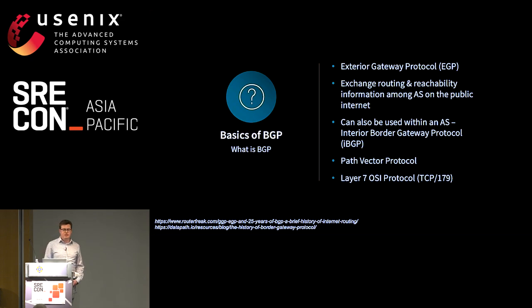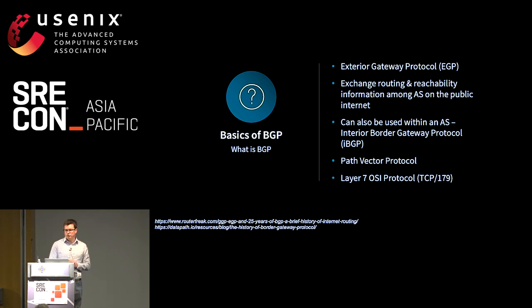So BGP is an exterior gateway protocol. So that means it is designed to connect between different organizations. I'm sure most of you in your home networks use RIP, which is the routing internet protocol. That's very old. It's not designed for scaling to the internet. BGP is. It's a non-converging protocol. But it does enable this exterior connection between different organizations at scale.